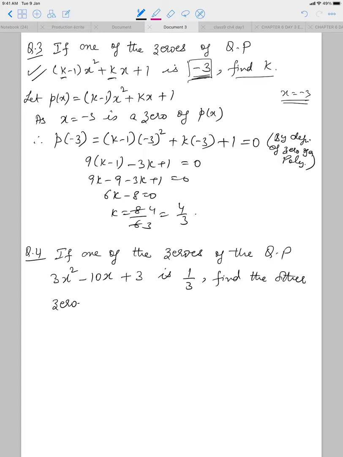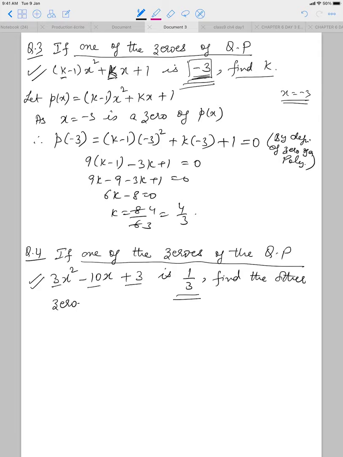Now read the next question, question number 4. If one of the zeros of the quadratic polynomial is 1 by 3, find the other zero. What is the difference between the previous question and this question? There also it was given that one of the zeros of the quadratic polynomial is minus 3. Here also the given part is the same. But if you look at the polynomial of the above question, the coefficients are missing numbers like k, k minus 1 and so on. Whereas in this polynomial, the coefficients are very much given in the question.